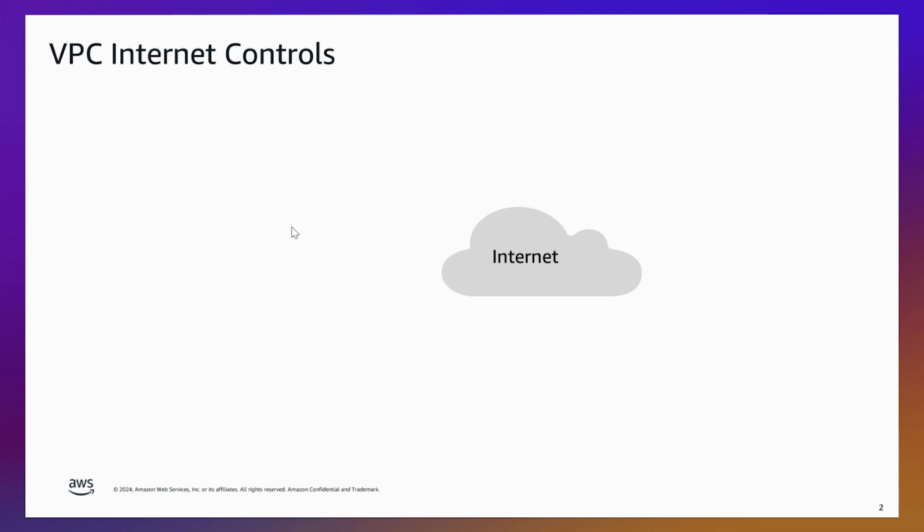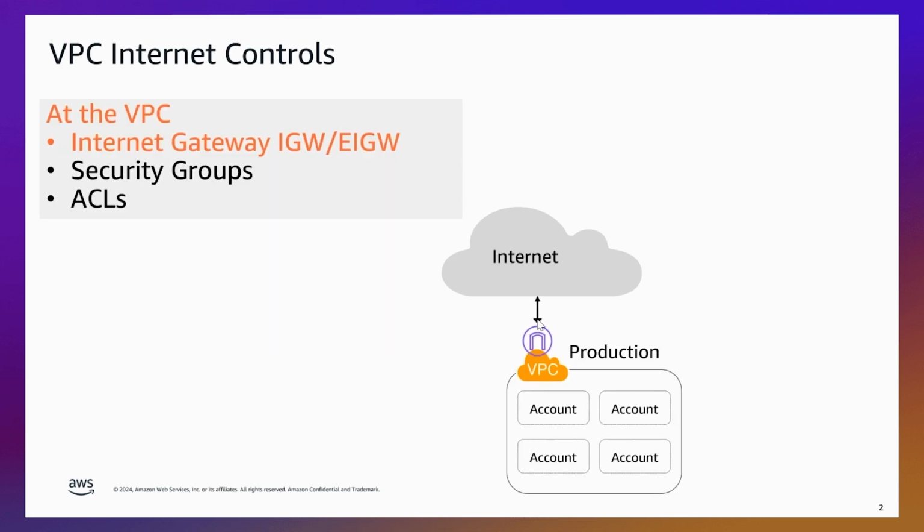One of them is being able to connect to the internet. It's super easy, as you know, to attach an internet gateway or an EIGW to the VPC, assign a public IP address to instances, configure the route table, and then those resources get public internet access.